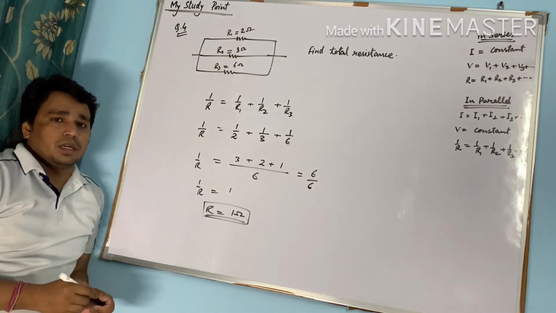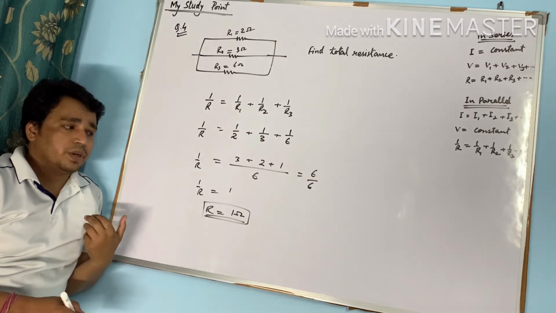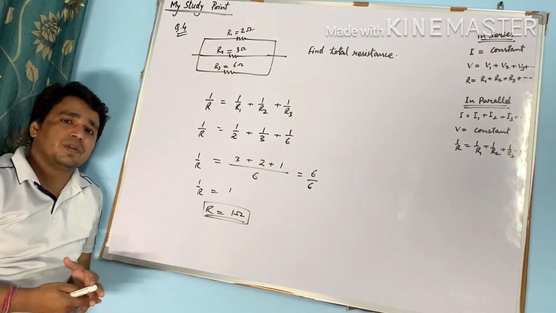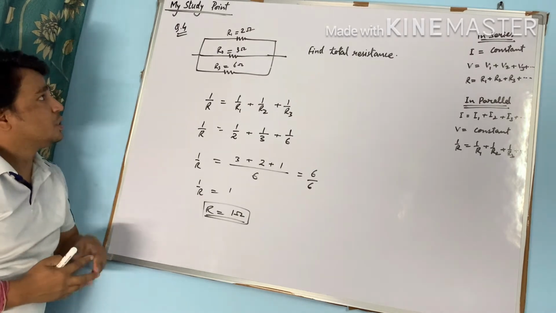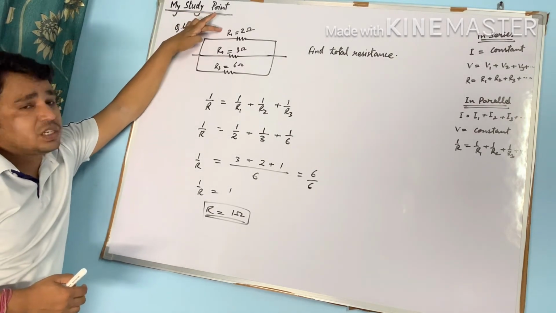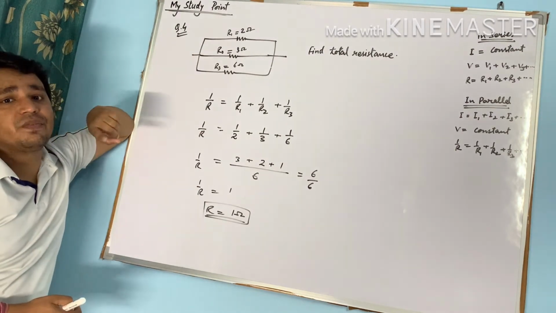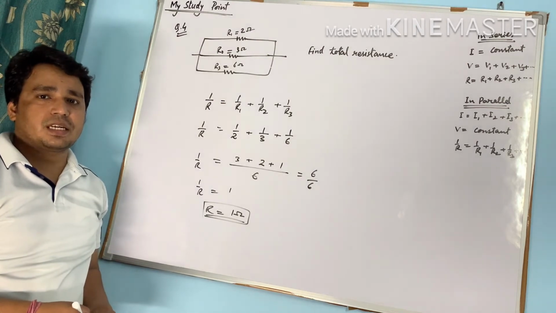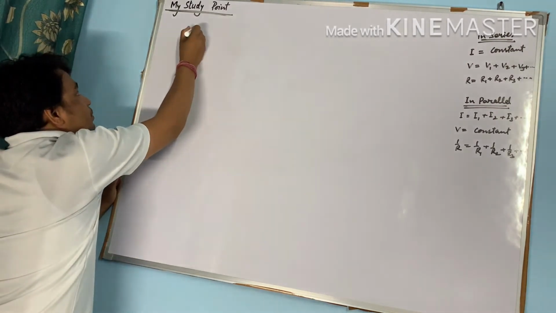Now remember one thing, the total resistance in parallel is always the least, okay, and the total resistance in series will always be the maximum. There is a shortcut trick: the total resistance in parallel is always less than the smallest value, and the total resistance in series will always be greater than the highest value. That's why all the domestic appliances are connected in parallel in homes. Okay, next question.